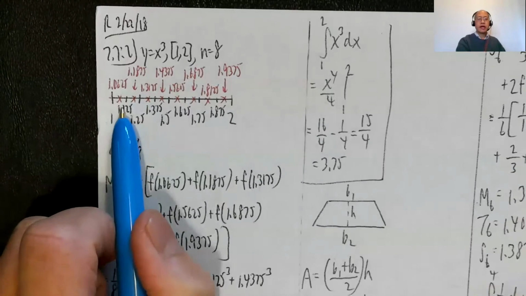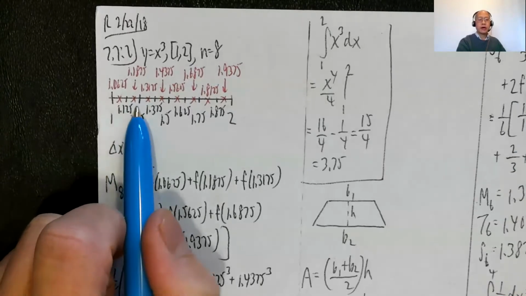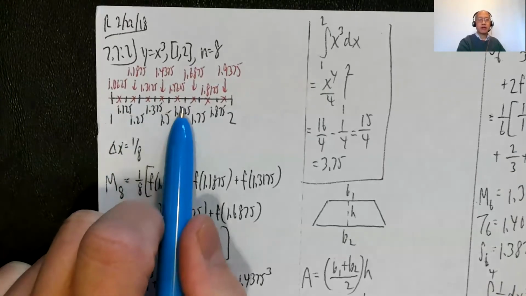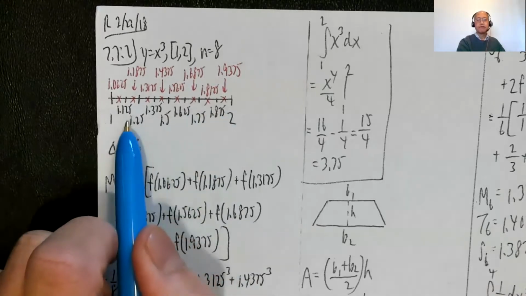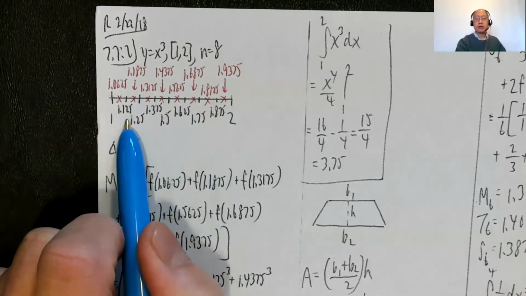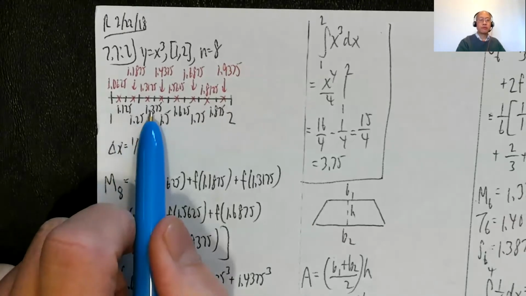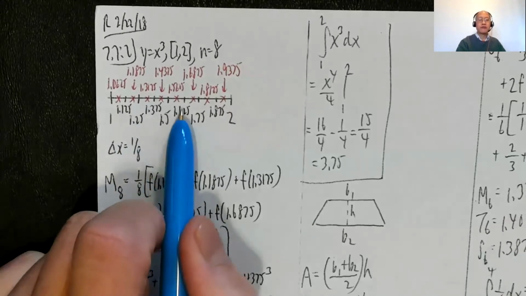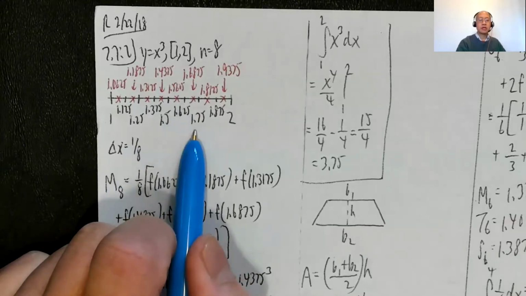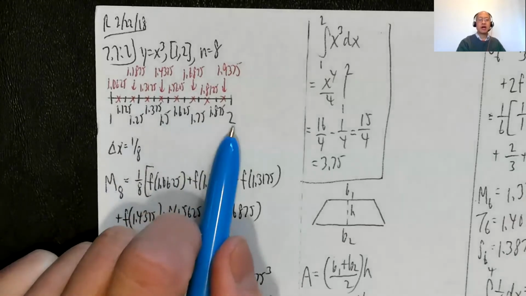So each of these is 1/8: 1 and 1/8, 1 and 2/8, 1 and 3/8, 1 and 4/8, 5/8, 6/8, 7/8, 8/8, and so on. When I punch it in my calculator, it's probably easier to have it in decimal form. So 1.125, 1.25, 1.375, 1.5, 1.625, 1.75, 1.875, and 2.